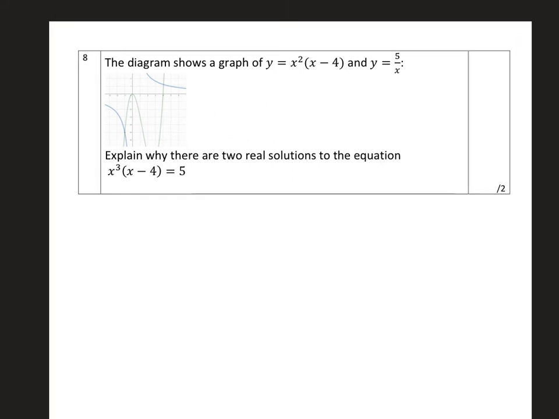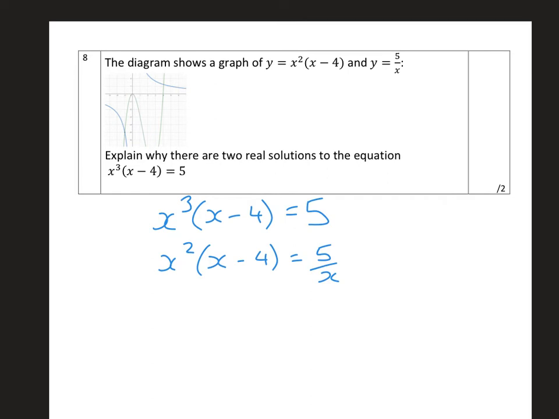8. I've got the diagram of y equals x squared times x minus 4, that's my green graph, and y equals 5 over x, that's my blue graph. Explain why there are two real solutions to that equation there. Well, if I've got this equation, to find out how many solutions there are, I could draw those graphs, or if I rearrange it into the graphs I'm given, I can use those graphs. So if I divide both sides by x, I get x squared times x minus 4 equals 5 over x.